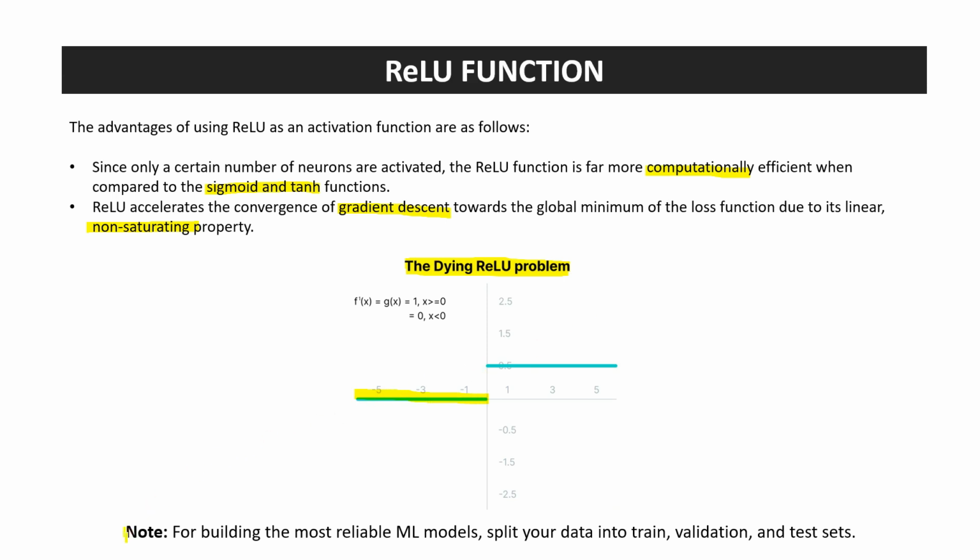So I'm giving one note here for removing this problem in a certain way. For building the most reliable machine learning model, split your data into train, validation, and test sets. We already do this kind of thing while building a machine learning model or neural network architecture, but with ReLU you need to follow this to remove the dying ReLU problem.